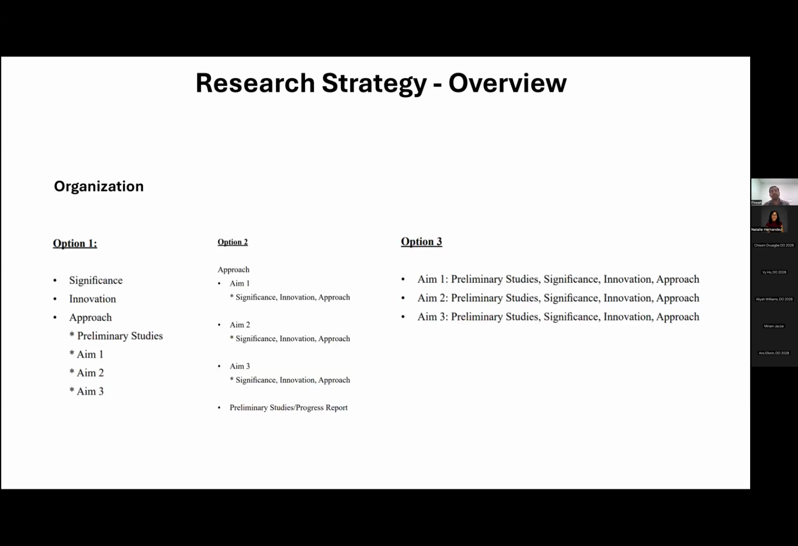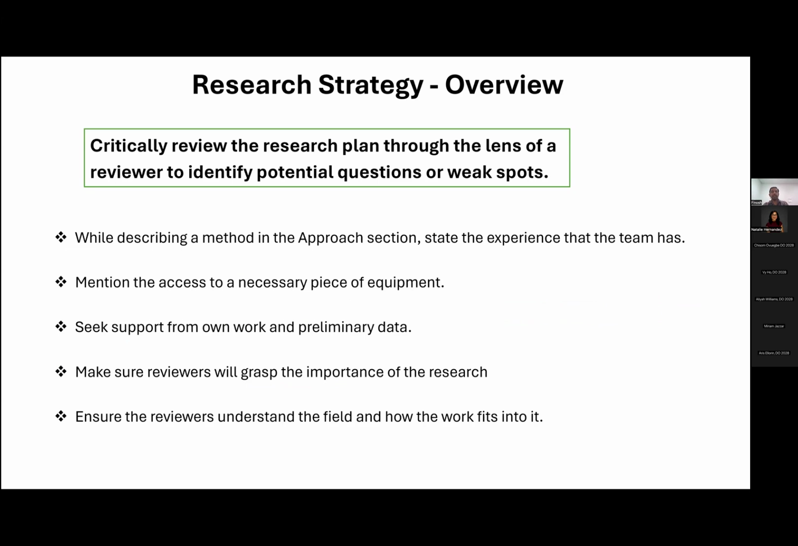Research strategy can be organized in multiple ways. The commonly followed approaches are: option 1, you can simply start with the significance, innovation, and approach. Then you can give your preliminary studies in your approach, and you can describe aim 1, aim 2, and aim 3. Or you can go with aim 1 and split significance, approach, and innovation based on your aims. The third one would be to mix everything together with preliminary study. So depending upon how you want to organize, how better you can organize, you can choose any of these options. However, make sure that you have all the major components included in your application.